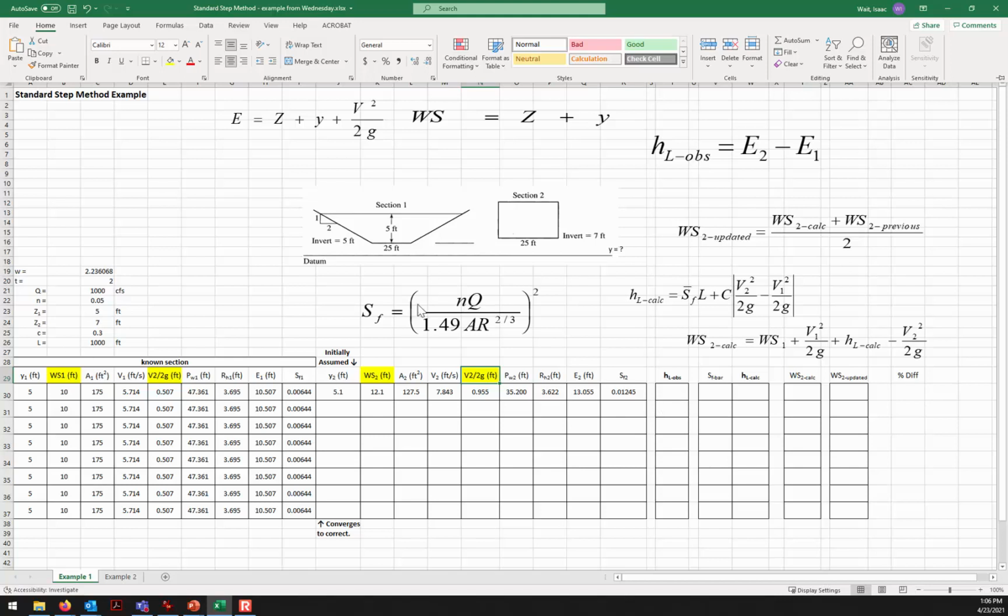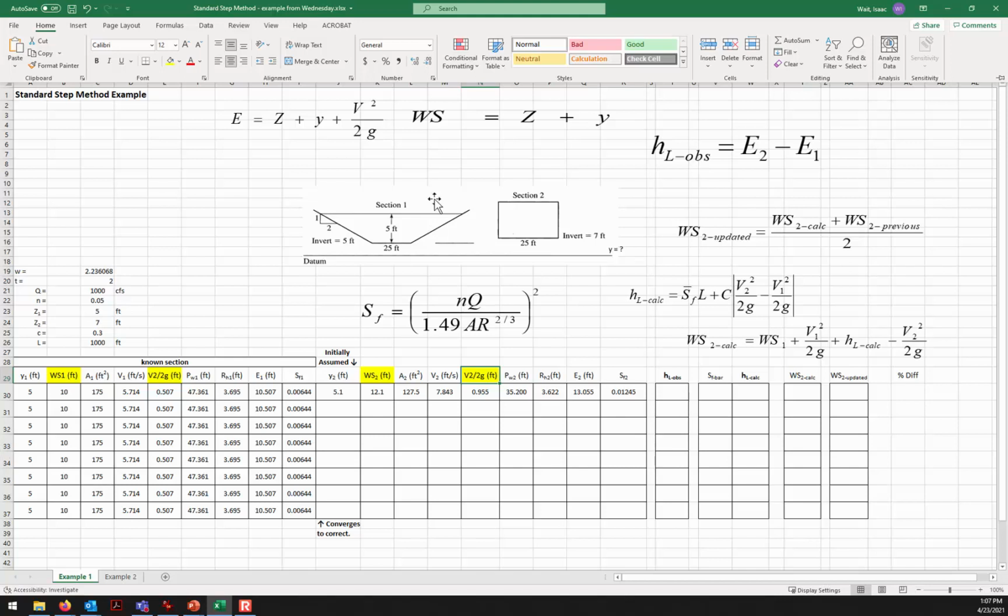So section 1 is where we know the depth. And this is the downstream section. And we know that because look at the invert elevation. Section 1 is where the bottom of the channel is 5 feet above the datum, whereas at section 2, the bottom of the channel is 7 feet above the datum. So that's got to be upstream because water flows downhill.